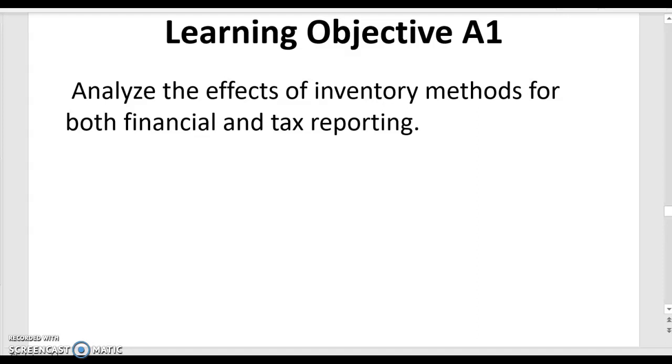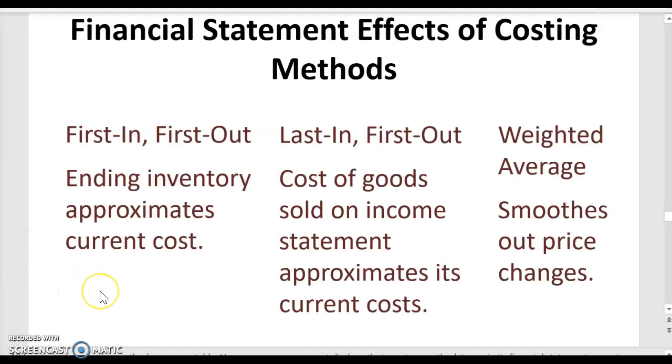In lesson 6, we're going to talk about the financial statement and tax reporting consequences of the different cost methods that we choose. I have spoken about this in the other lessons, and we're just going to reiterate it here. In the first in, first out method, when we have rising cost, which is the norm, our ending inventory usually approximates the current cost. In last in, first out, the cost of goods sold approximates current costs.